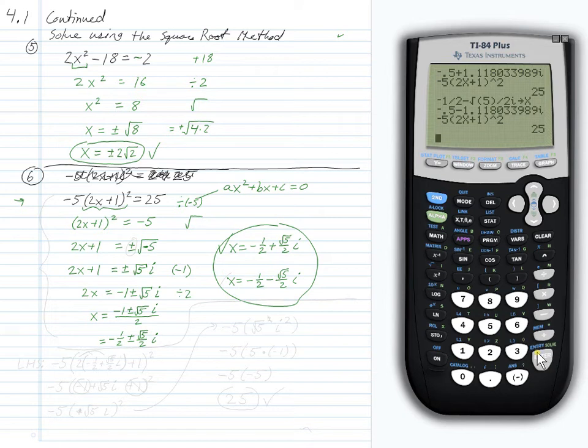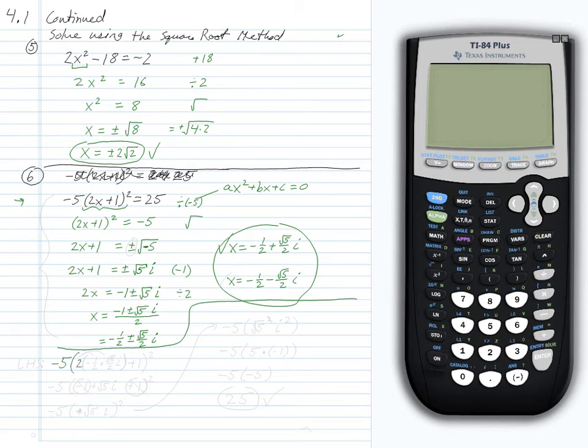Now, if you want to confirm these by hand, it is a little bit labor-intensive. I'll show you how one of them would work. So if we do -5 times (2 times, and I'll plug in my first x value, -1/2 plus root 5 over 2 i, plus 1) squared. That's my left-hand side. Now I'm going to simplify this, and hopefully when we're all done we'll end up with 25 equal to the right-hand side.